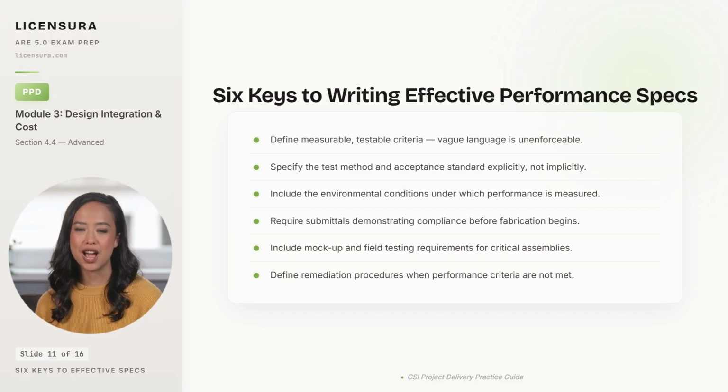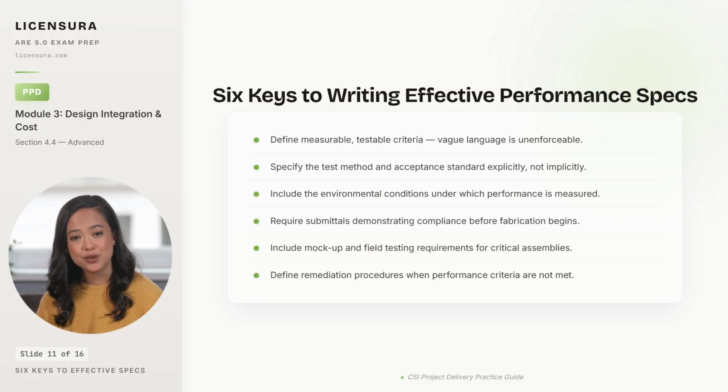Fifth, include mock-up and field testing requirements for critical assemblies, the curtain wall, the roof, the sound-rated demising wall, because lab numbers always look better than field numbers, and only field testing tells you what the building actually delivers. Sixth, define remediation procedures when performance criteria are not met, so there is a clear contractual path forward when the test fails, rather than a fresh argument with the contractor over who pays for the fix.